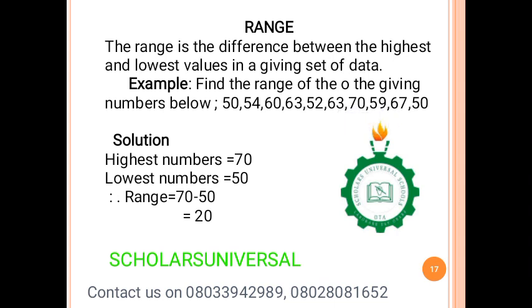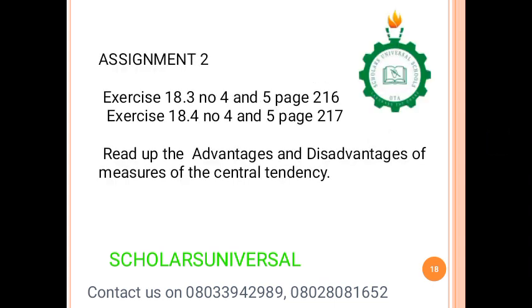Now let's look for the lowest number. We have 50, and after that, we have 52. So the lowest number is 50. The highest number is 70 and the lowest number is 50. The range will now be 70 minus 50, and that is 20.